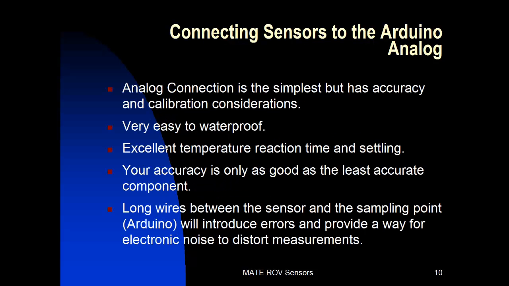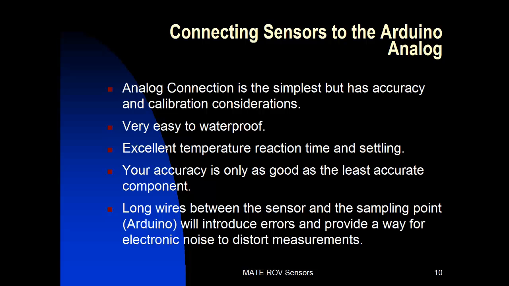Now connecting the analog sensors, they are the simplest by far and away. It's really hard to argue with connecting a single wire to an Arduino and sampling away. You already know how to do the voltage divider samples, but you have accuracy and calibration considerations. The other thing, since there are only two wires, they're extremely easy to waterproof.